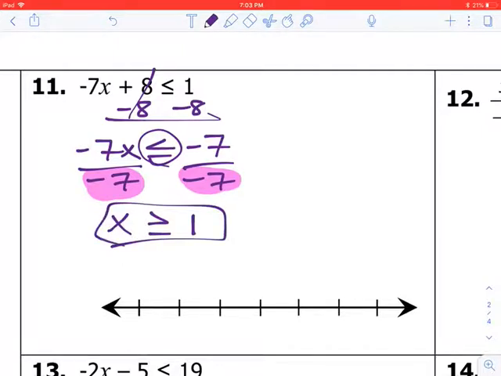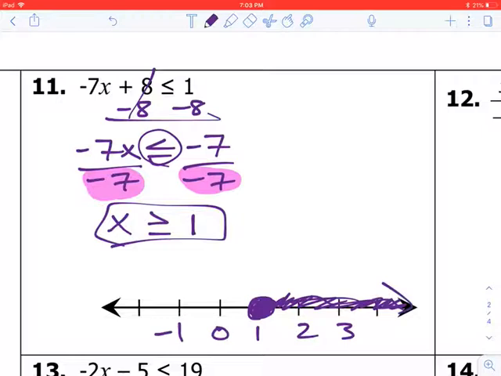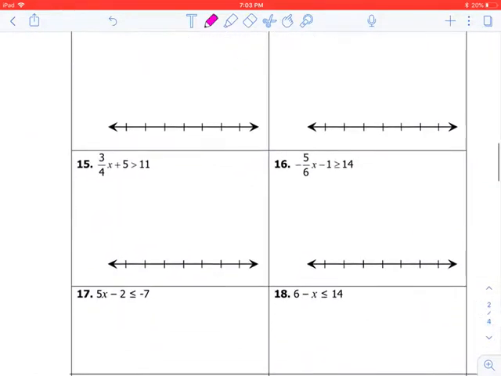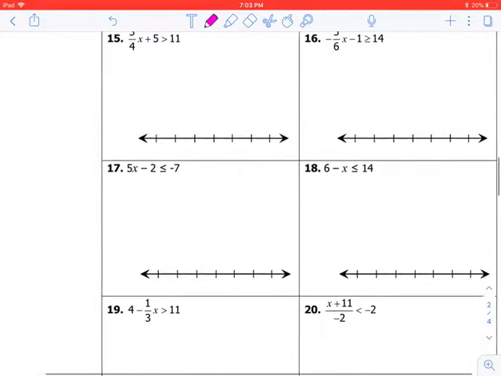And so now I've got 1, 2, 3, 1, 0, negative 1. Since it's underlined, it's going to be a closed circle on 1, and it's pointing to the right. So I shade to the right, and there's my answer. Okay. So let's go ahead and do one more before we go to the back side.